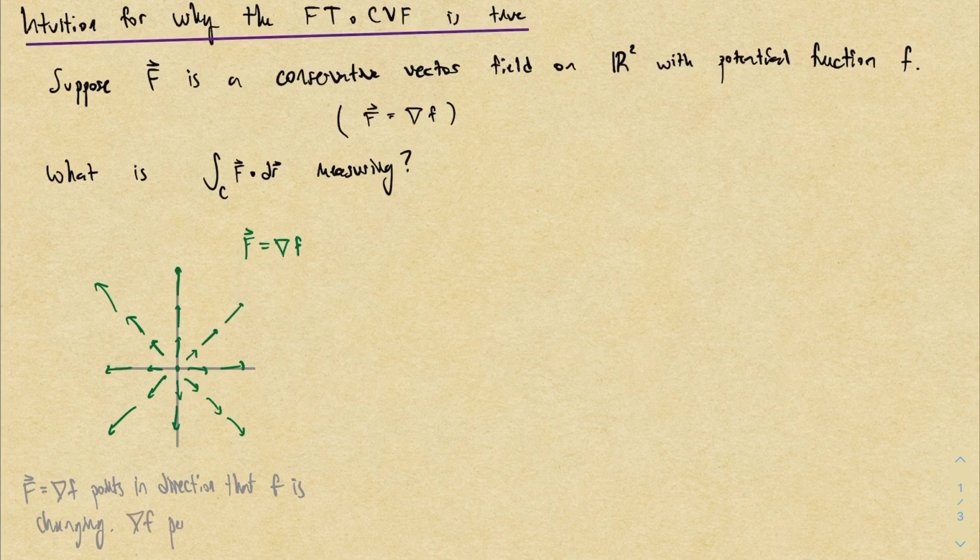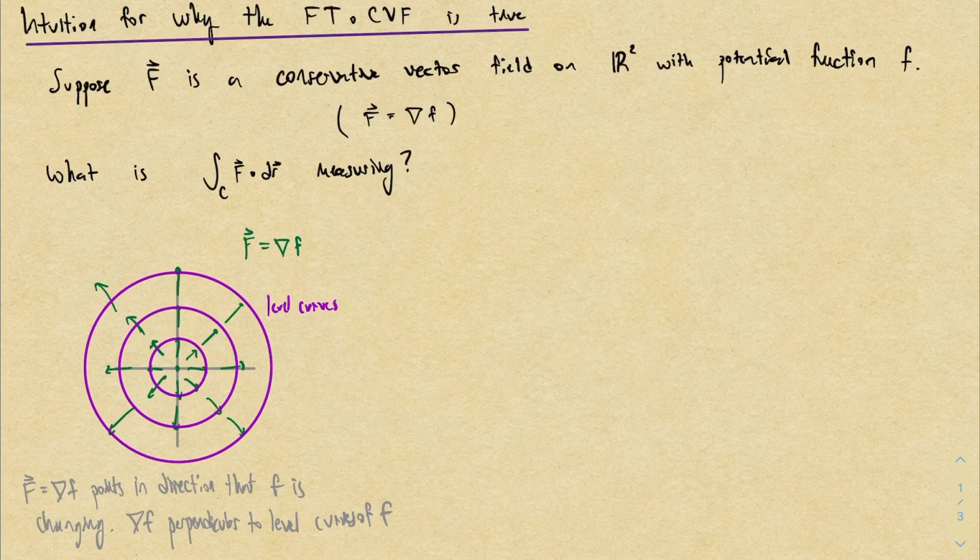A related fact is that if we were to draw level curves of our potential function, this vector field, which is the gradient of that function, would be perpendicular to those level curves. So for example, I could sketch a couple level curves in purple and they would probably look something like this. And to remind you what these curves mean, they're curves of constant function values. So if you thought about this as a contour plot of a mountain range, if you walked along these purple circles, your height would be constant. And if you followed the green vector field, your height will increase.